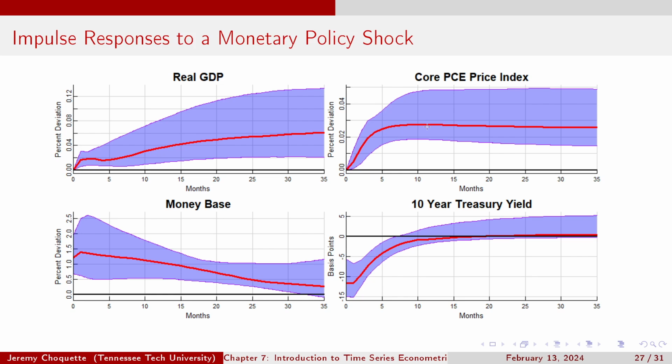Core PCE prices, where's the maximum response? Well, the maximum response is right about here. What is that? Well, 0.028. Round up to 0.03. So 0.03%. And we get about a 10 basis point drop in the 10-year treasury yield. So that's how you'd interpret this. This goes up by this amount. This goes up by this amount. This drops by this amount.